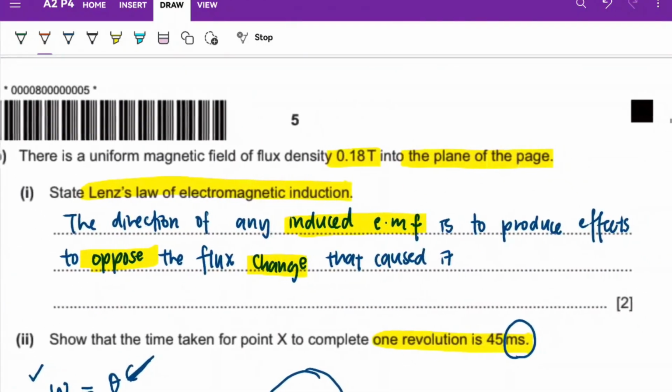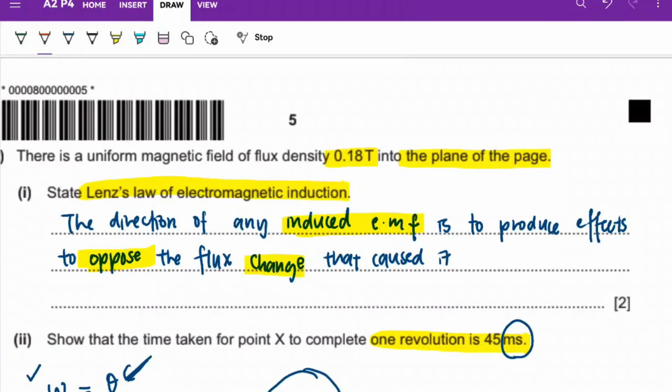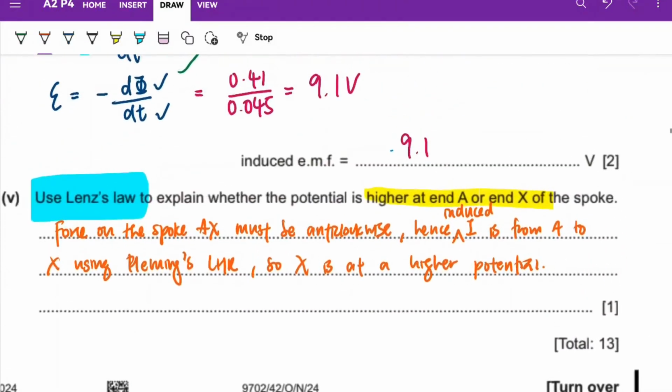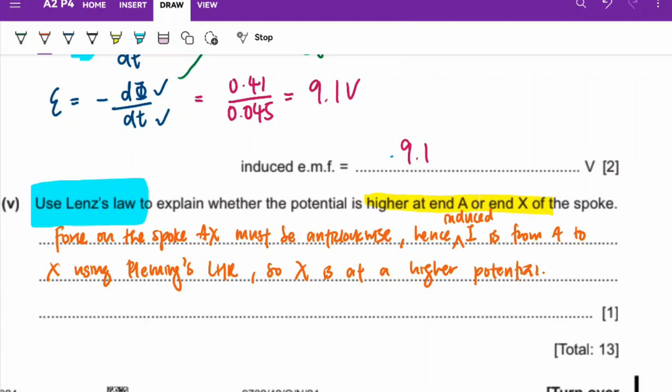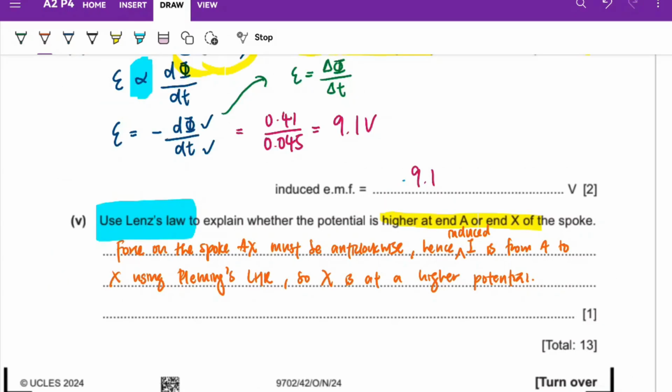And that is what Lenz's law means. The direction of any induced EMF is to produce an effect to oppose it. So this anti-clockwise is opposing the clockwise, producing an induced current. Ideally, it should be induced current. If they never say Lenz's law, you can straight away say using Fleming's right-hand rule, current is from A to X. But now, since they say using Lenz's law, you already know for a fact it's going to oppose anti-clockwise. So it has to be the force anti-clockwise. You know where your magnetic field is, you find your current. Okay, so that's it for this question. I hope you successfully got your 13 marks.